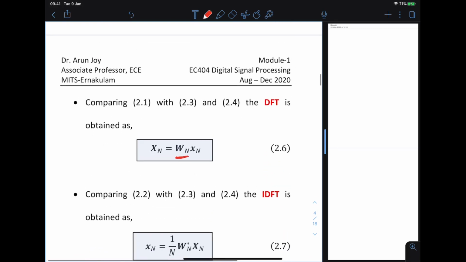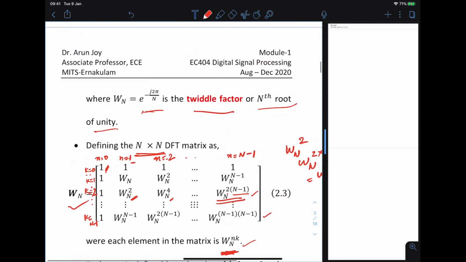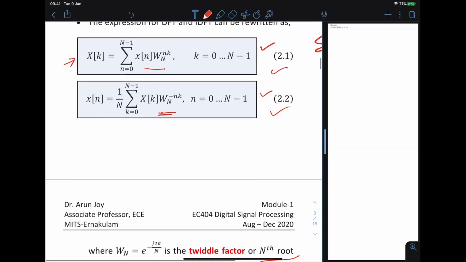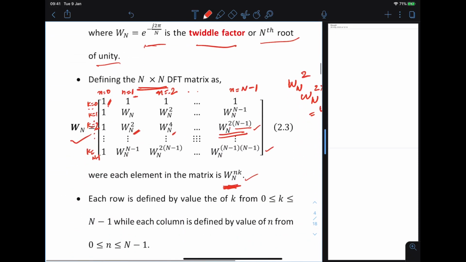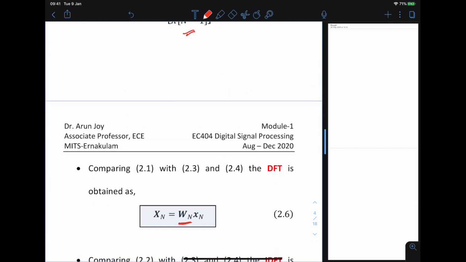Similarly, comparing it with your expression for this one, W_N raised to nk. So what is the meaning of e raised to j theta and the conjugate of e raised to j theta? W_N is equal to e raised to minus j 2 pi by N. So what is W_N conjugate? It will be equal to e raised to j 2 pi by N.